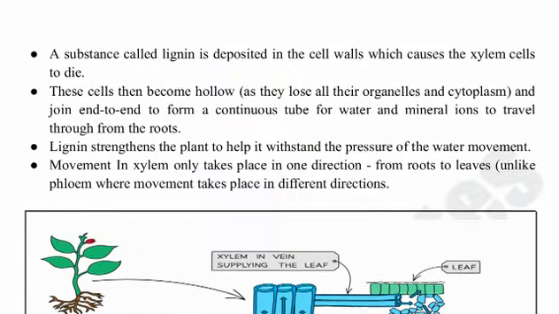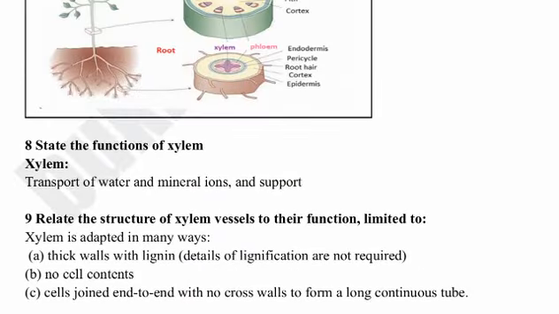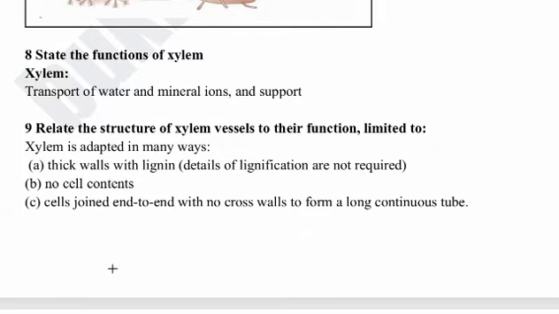So we're going to discuss the point of lignin, which relates to the function of the xylem. They have thick walls with lignin, and no cell content. That means they are dead cells. A dead cell in the plant is the xylem vessel, whereas in animals it is the red blood cell. When red blood cells mature, they die and are reborn.